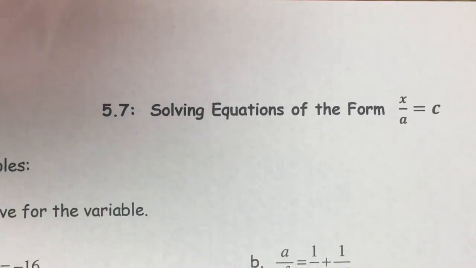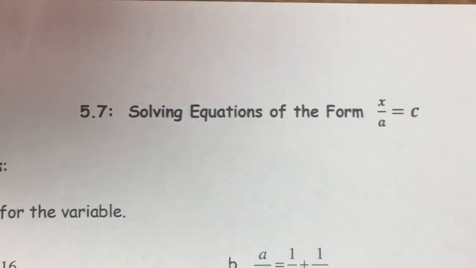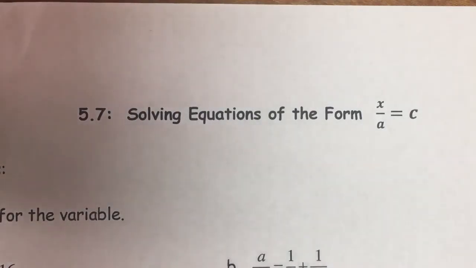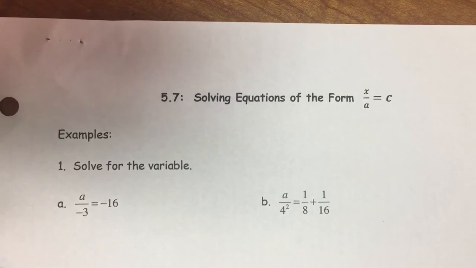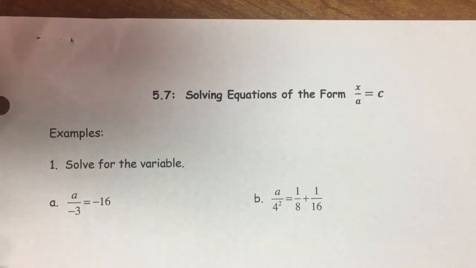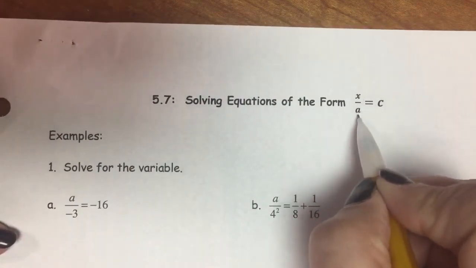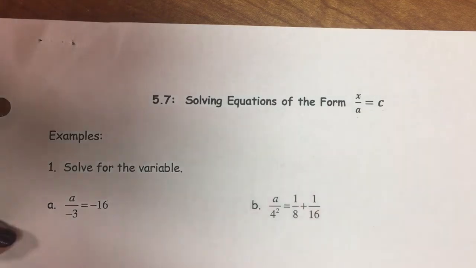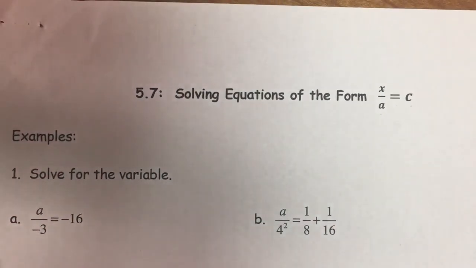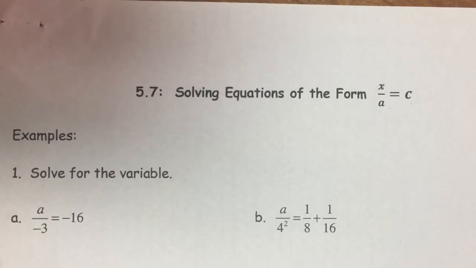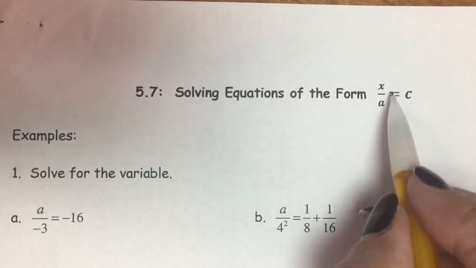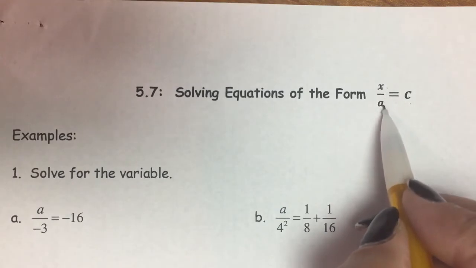All right, here we go. We're going to now do the notes for 5-7, which is putting some of these skills that we've done into solving equations. We're doing equations of the form x over a equals c. We've already done these equations, but now we're going to throw some fractions into there and use all of our fraction skills. So you'll remember from before, you're trying to isolate the x.